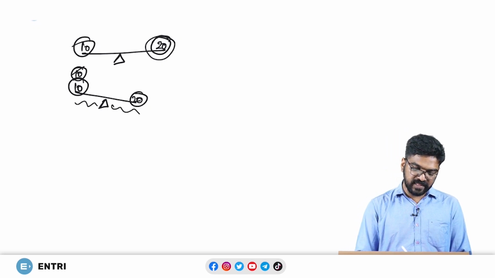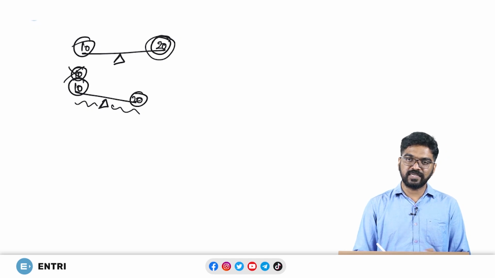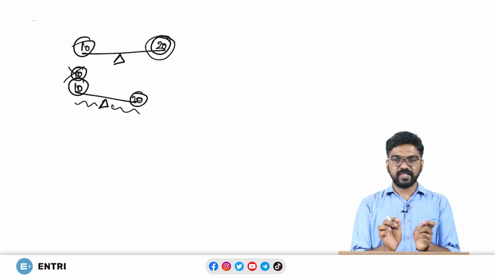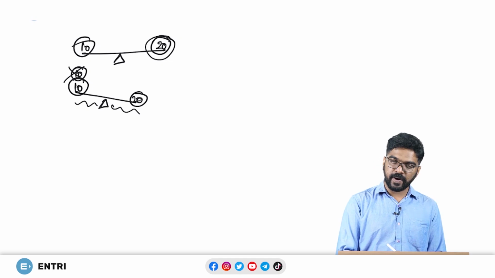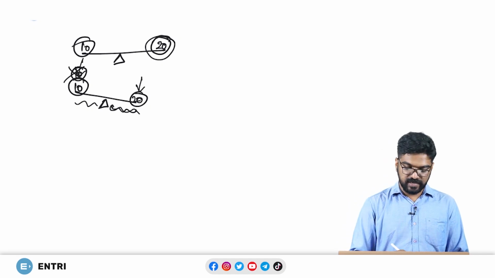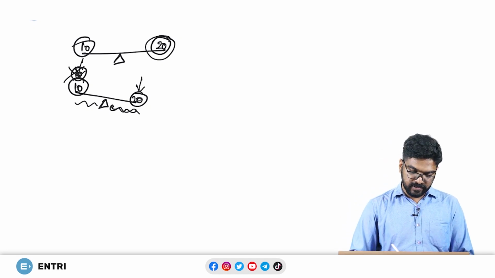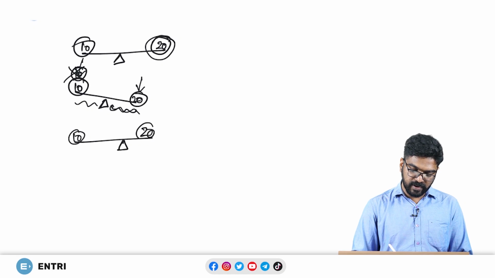So instead of adding this weight over here, let me try to adjust this particular seesaw by moving the pivot in such a way that the product of the distance from the pivot to the weight and the weight actually balances. So this is what we have. So I should move this pivot in such a way that it is moving closer to the 20 kilogram weight.